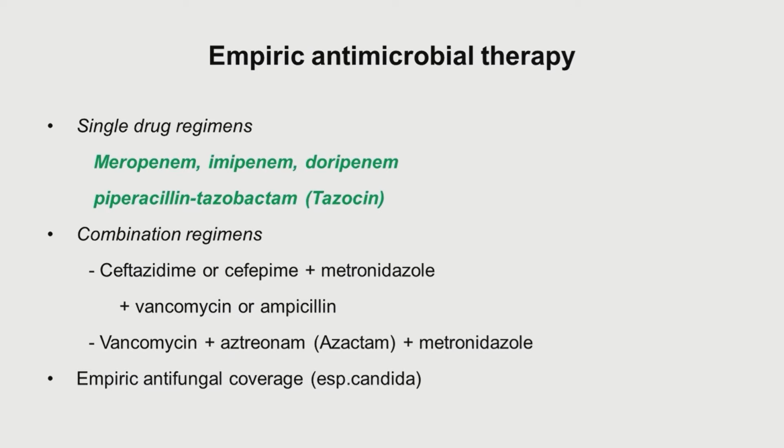Before the confirmation of bacteria, empiric antimicrobial therapy should be done. Carbapenem like meropenem, imipenem, doripenem, or piperacillin tazobactam could be used as single drug regimen. Ceftazidime or cefepime with metronidazole and vancomycin or ampicillin, or vancomycin with metronidazole and azathioprine could also be used as combination regimen. Especially in upper GI leakage, empiric antifungal coverage could be recommended.